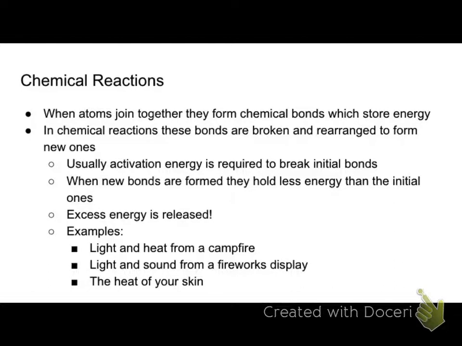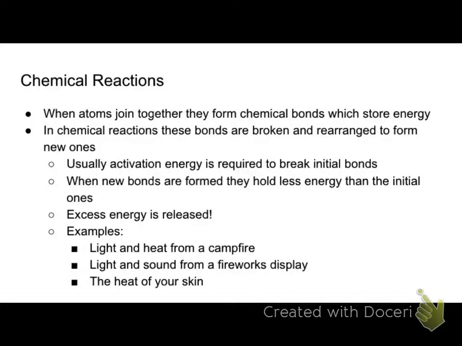It's required to initially break those bonds, but then when new bonds are formed, those new bonds hold less energy than that initial bond, and as a result, there's all this extra energy, and that energy has to be released somehow. So some examples of where you might see that energy being released are when you light a campfire, you get light and heat from it, right?